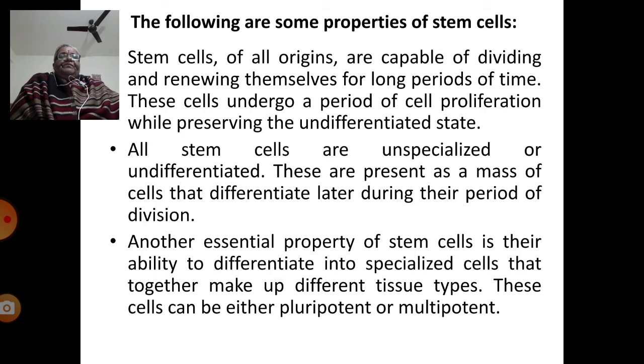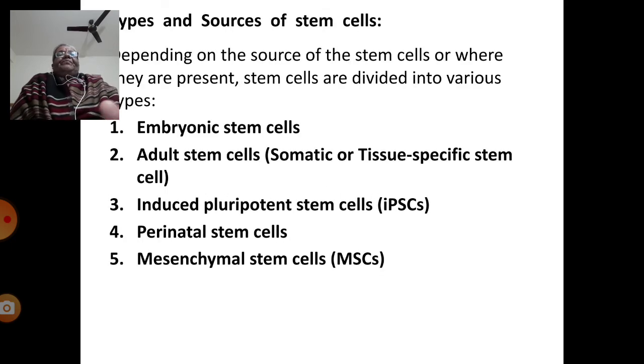All right. Then another property is their ability to differentiate into specialized cells that together make up different tissue types. So these cells can be either pluripotent or multipotent. So these happen to be some of the properties of stem cells.